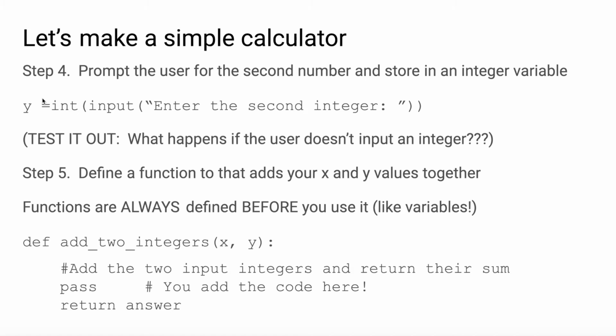Now, one thing you have to be careful about is what we call data validation. What if they don't cooperate? What if they don't type in an integer? When you actually do this coding, remember to test that and see what happens. What happens if they don't put in an integer?